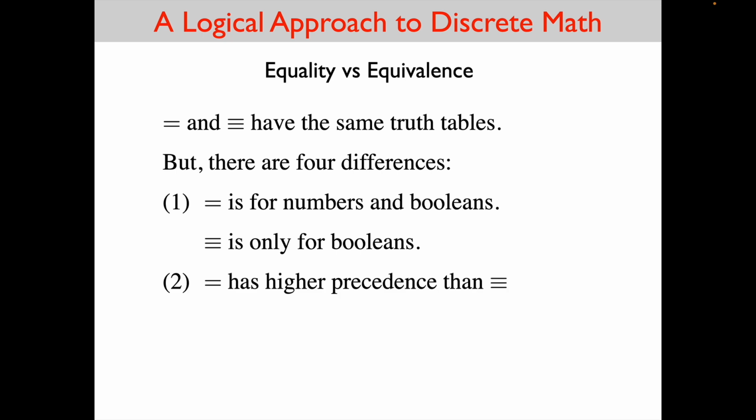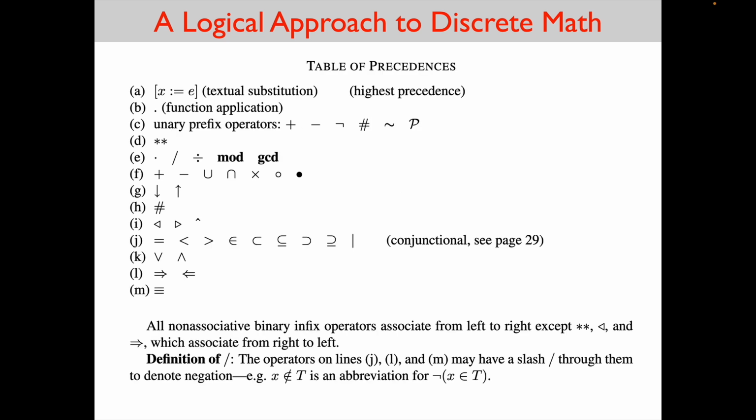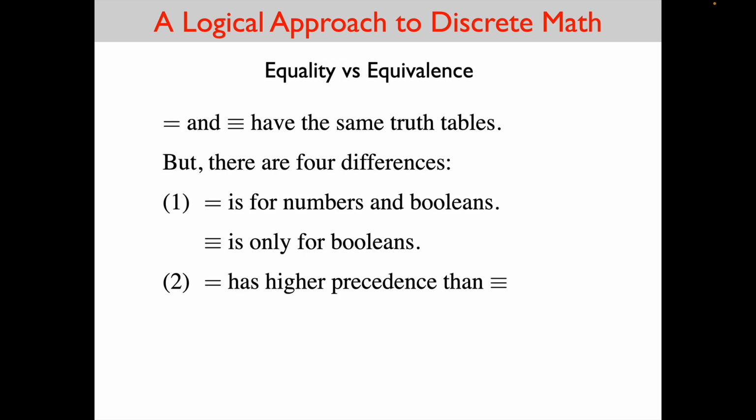Second difference. Equals has higher precedence than equivalence. Let's check out the table of precedence to see where they are. Here's the table of precedence, and we see row M at the very bottom, that's equivalence, which has the lowest precedence. But where's the equals? It's up on row J, together with the less than and the greater than symbol. So equals has higher precedence than equivalence. That's one difference. Back to our slide. Equals has higher precedence than equivalence.